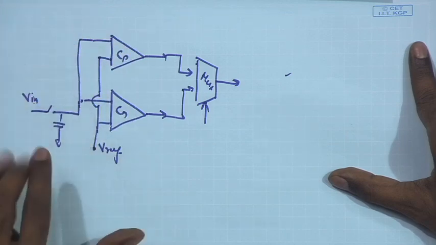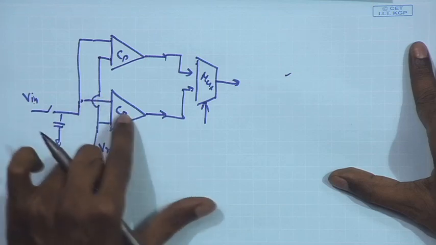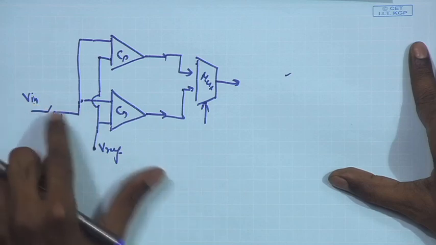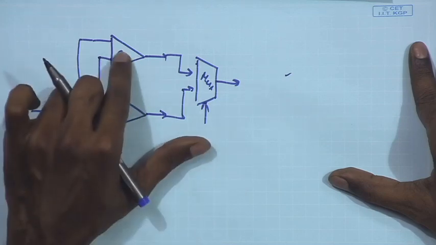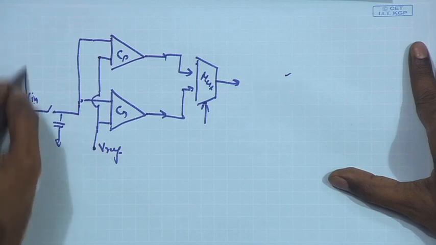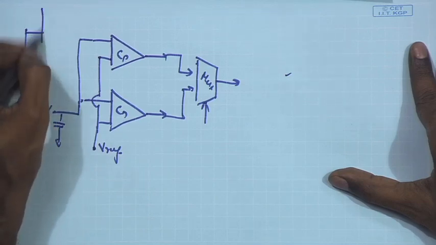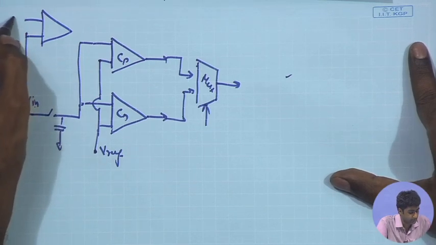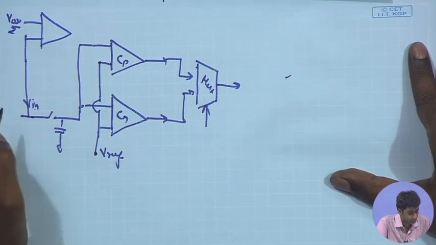Remember, if the input magnitude is larger, the CN will perform properly. However, if it is going lower, it will fail. However, the CP will perform properly. So I can basically compare this Vin using another comparator with the mid value of the IC, the mid supply value, which is VDD by 2.